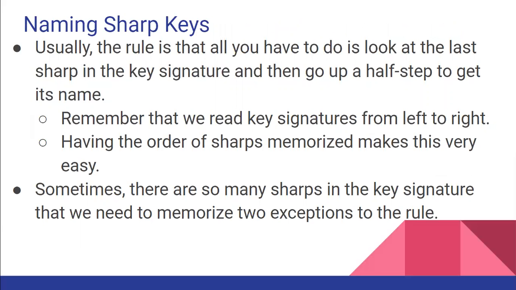Naming sharp keys. Usually, the rule is that all you have to do is look at the last sharp in the key signature, remembering that we read the key signatures from left to right, and then go up a half step from whatever that last sharp was. Having the order of sharps obviously makes this a lot faster.